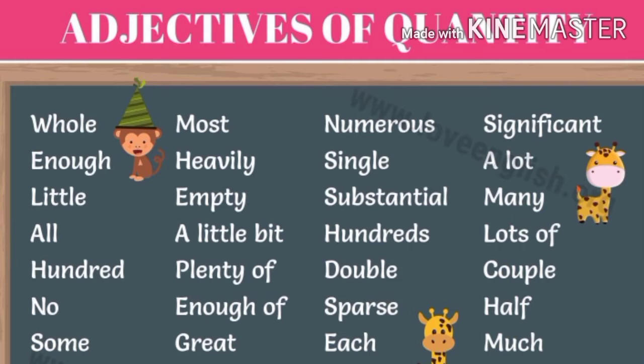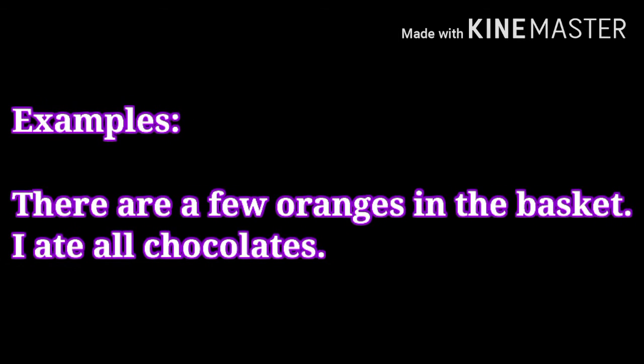These are quantitative adjectives. For example, there are a few oranges in the basket. So it refers to how many oranges there are. A few oranges. I ate all chocolates. So all is referring to how many chocolates you ate.